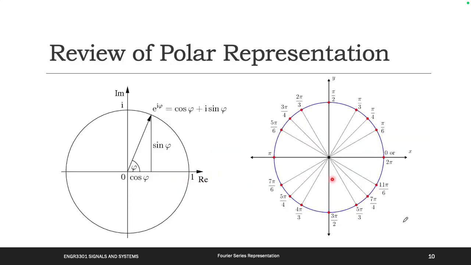Okay, let's review the polar representation. Have you ever touched this before? When you want to represent a complex number, it has 2D information, like one is x and the other is y. This is your complex number, so you can represent any constant number on these axes.